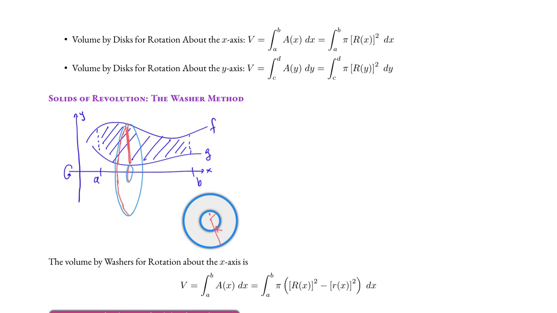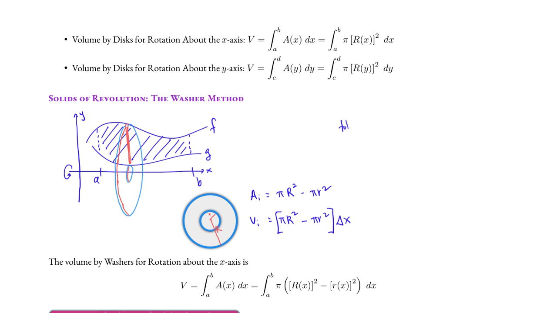If little r is the inner radius and capital R is the outer radius, then the area of the cross-section is pi R squared minus pi little r squared. The volume is the area times the thickness, so it is pi R squared minus pi little r squared times the thickness delta x.